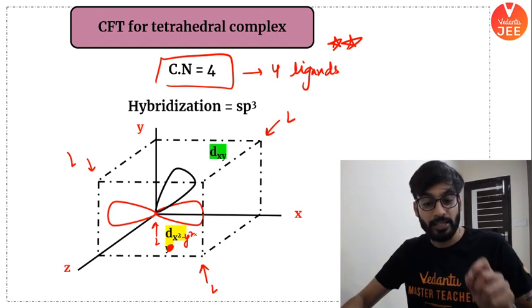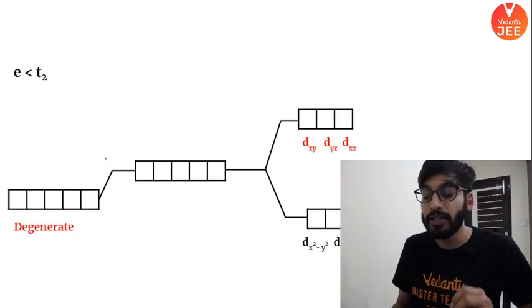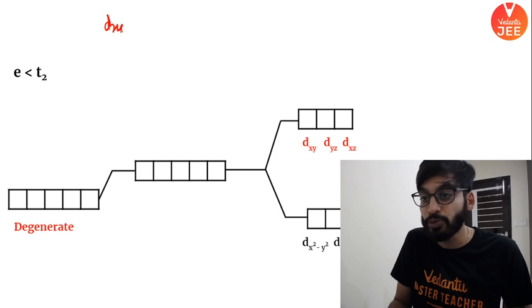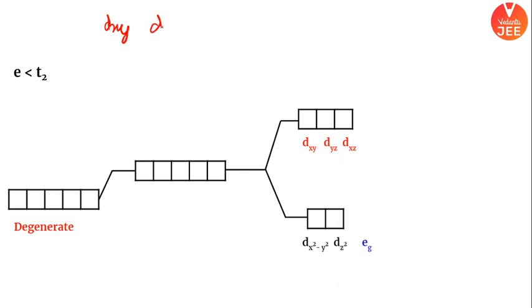As a result, what will happen here? The energy level of dxy, dyz, and dzx would be more than the energy level of dx square y square and dz square. This is called as the T2 level here, and this is called as the E level. G is not used here.